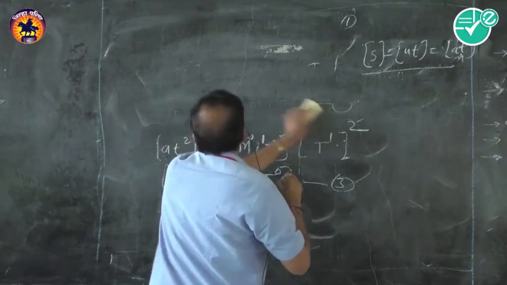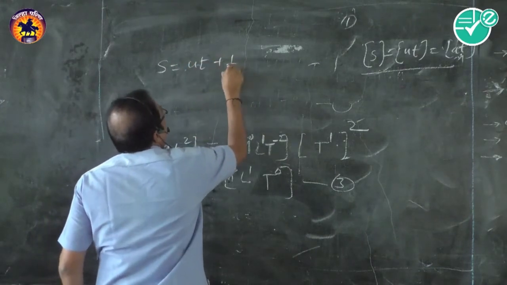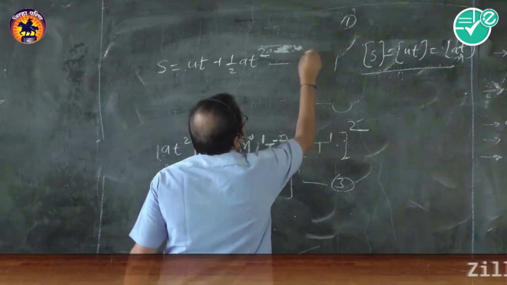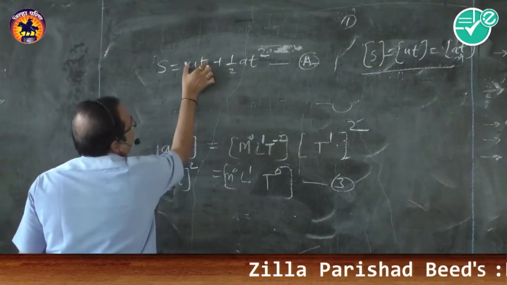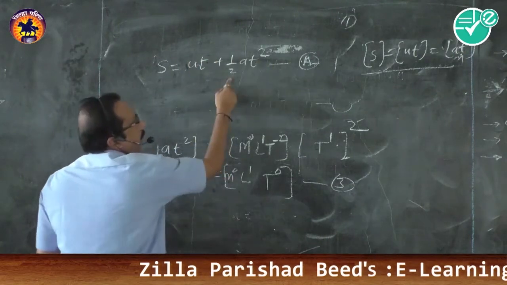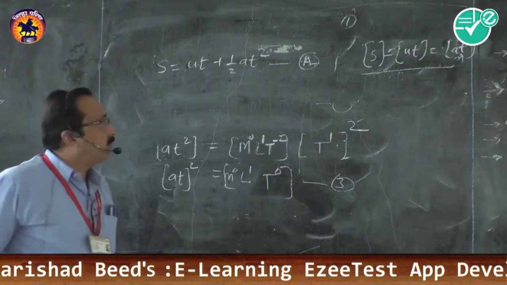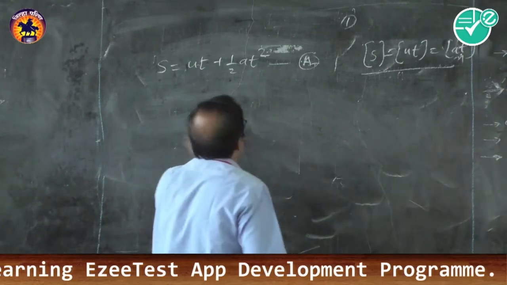So what is the given equation? S is equal to ut plus half at square. This equation is dimensionally correct because the dimensions of this term are equal to the dimensions of this term and equal to the dimensions of this term. Half is dimensionless. Therefore, we can say that this is a dimensionally correct equation.